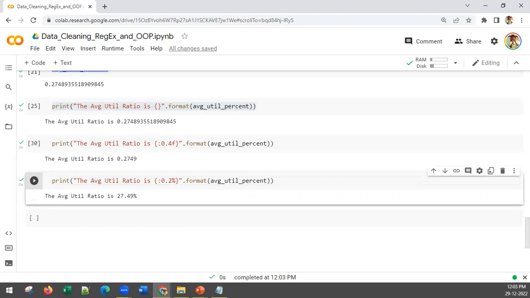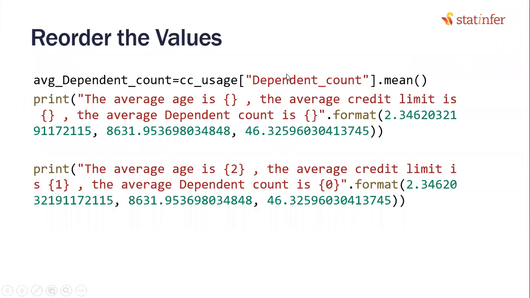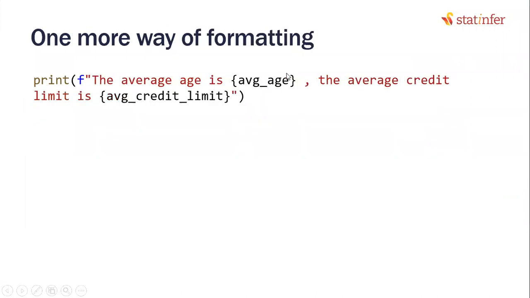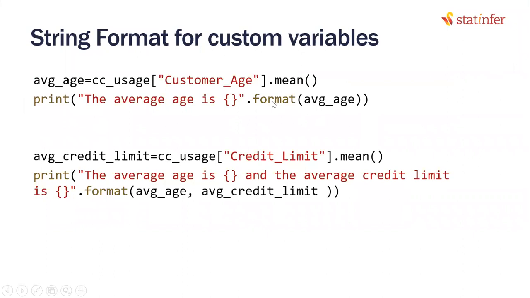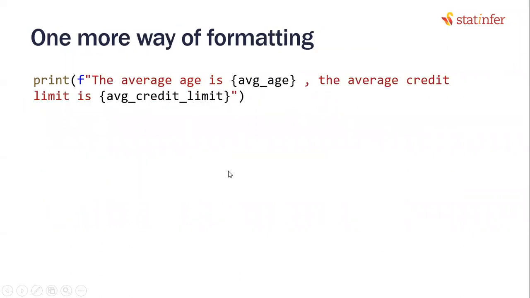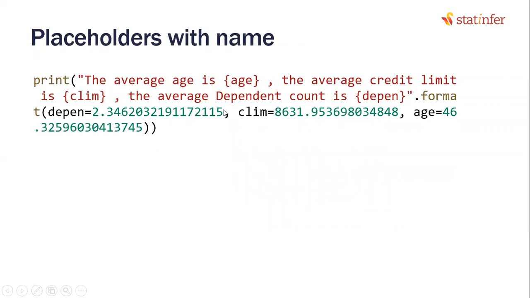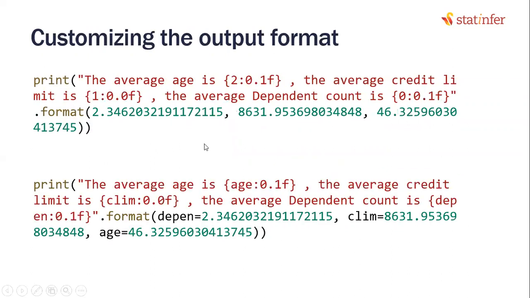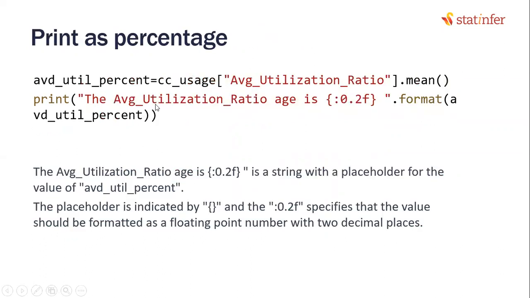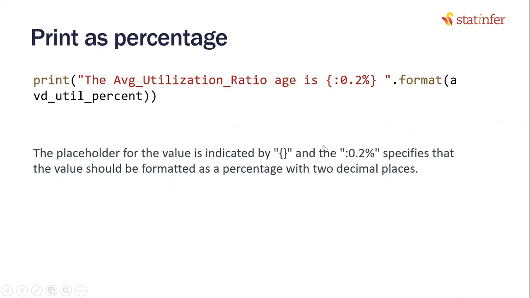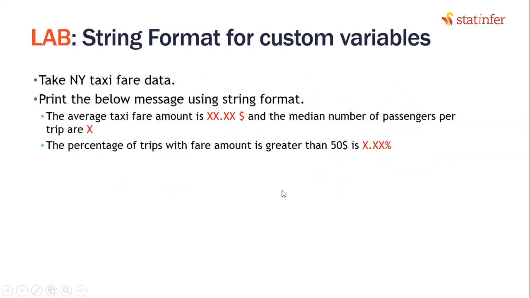Let us do one quick exercise before we move on to the next topic. So we have seen how to print using the format function. Using the format function, using these parentheses, we can reorder the variables. We can use placeholders with names. We can customize how many decimals are printed. We can print as a percentage as well, and the percentage value also can be formatted. Now it's time for us to do a quick lab exercise, string format for custom variables.